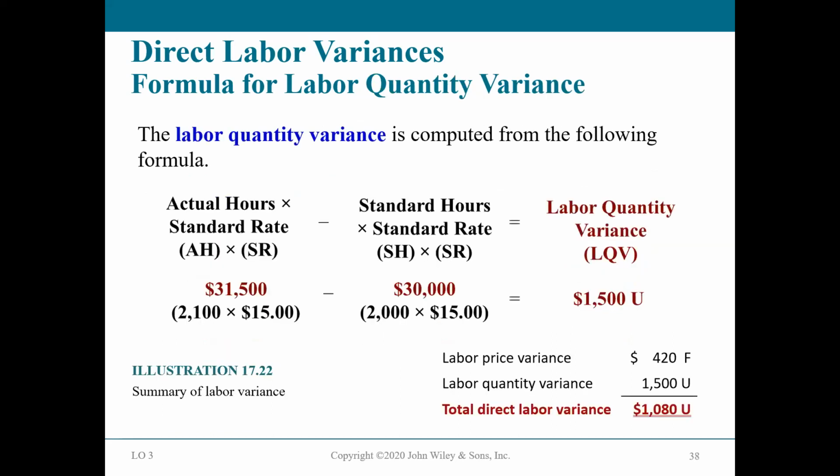Breaking down the quantity: actual hours times the standard rate, less standard hours times the standard rate. So we had a $1,500 unfavorable variance for the quantity of hours consumed. The little table on the bottom right here says we have 420 favorable on price and 1,500 unfavorable in quantity. Then we tie into the 1,080 unfavorable total direct labor variance.